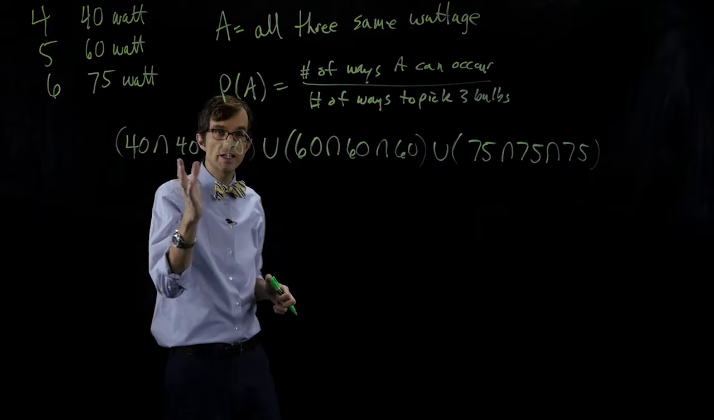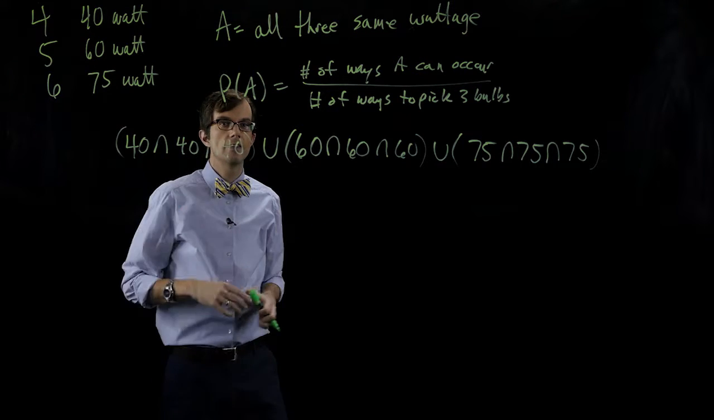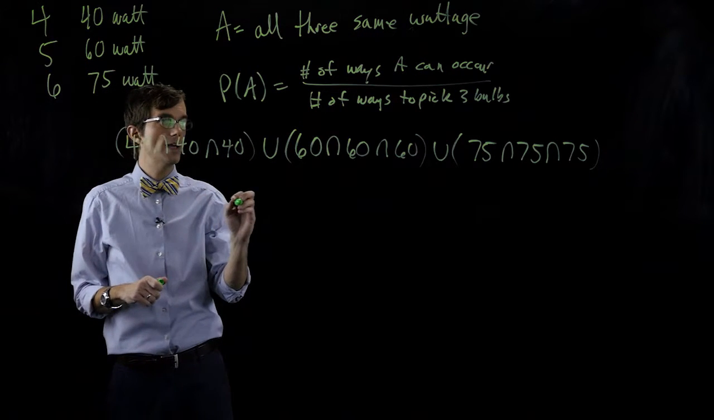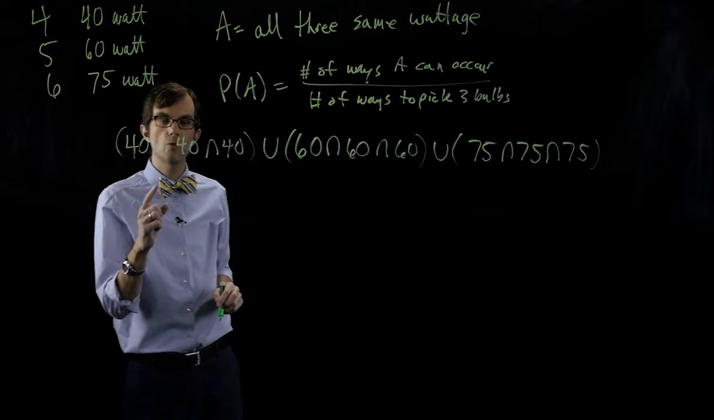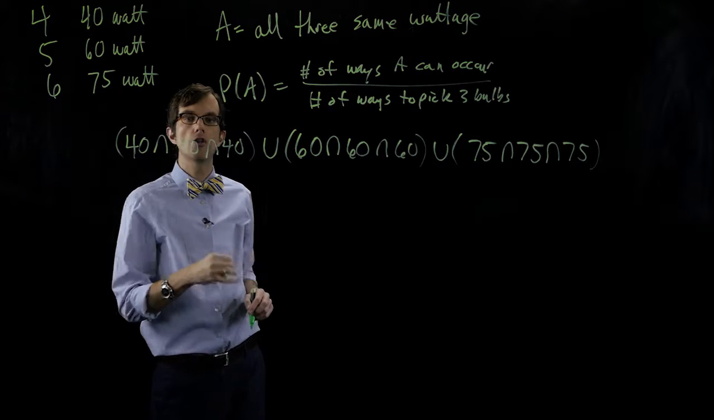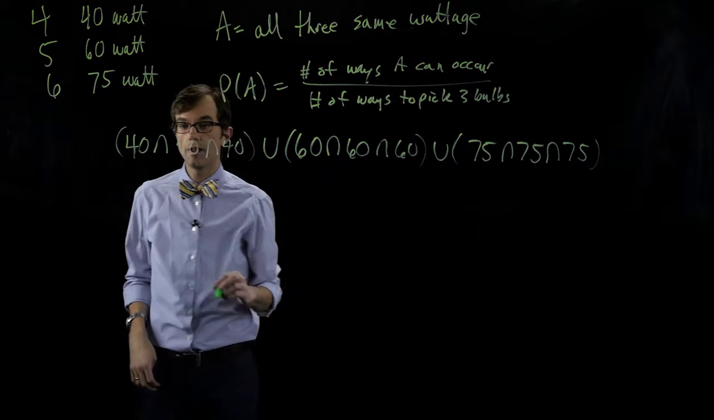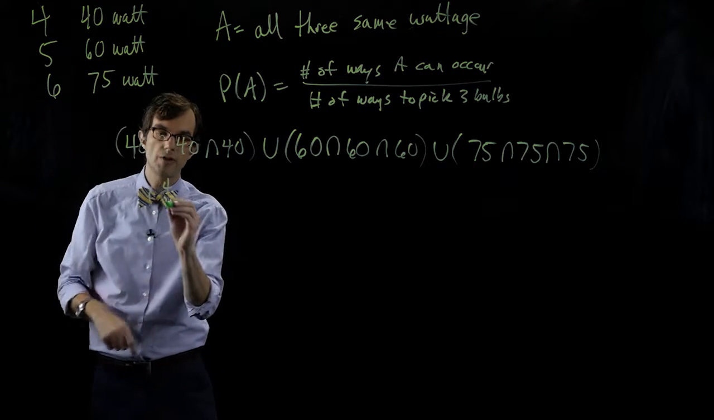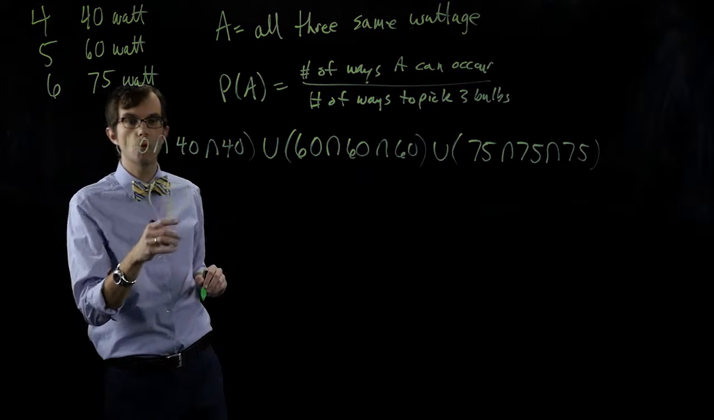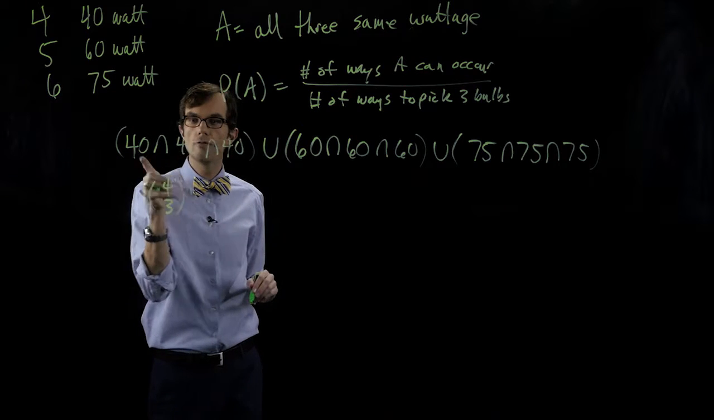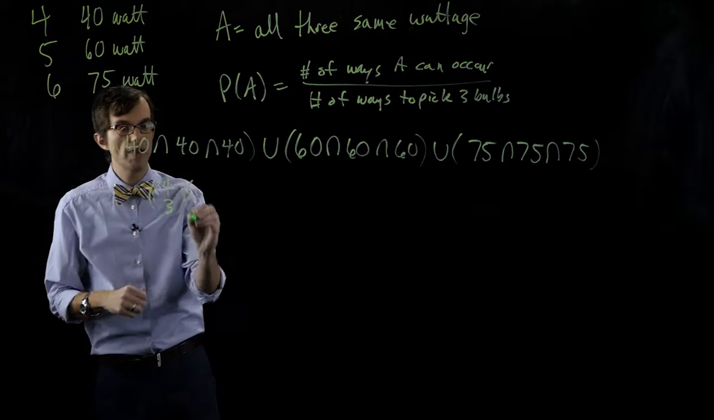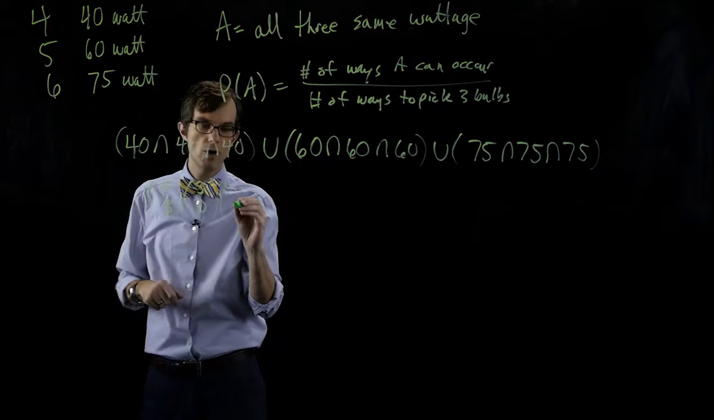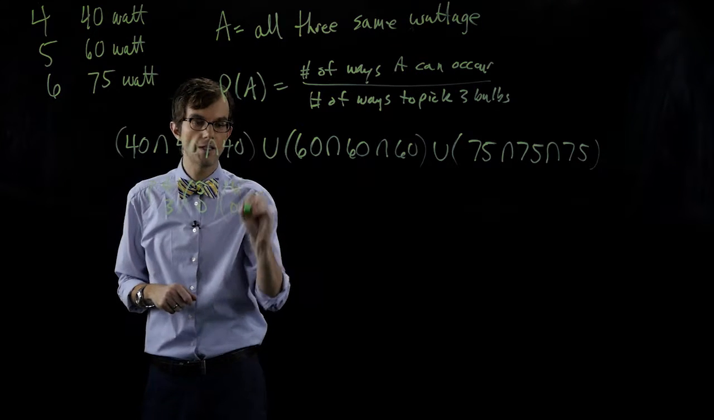And we can calculate the number of ways that that could occur. And so how do we do that? Let's first calculate this. How many ways are there for us to pick all 3 light bulbs that are 40 watts? Well, we have 4 of those, and we're going to pick 3 of them. We're going to pick the 3 of those 4 40-watt bulbs. That means that from the 60-watt bulbs, we're picking none, and from the 75-watt bulbs, we're picking none.